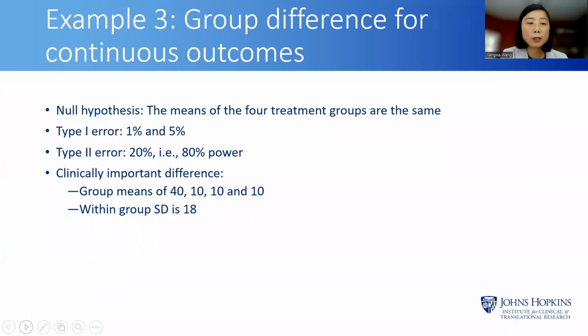For this calculation, the null hypothesis is that the means of the 4 treatment groups are the same. Then we set the type 1 error at 1 and 5%, and we're looking at a 20% type 2 error. The clinically important difference here is the group means, which are 40, 10, 10, and 10. The variability for the clinically important difference is the within-group standard deviation of 18. So those are the parameters that will go into the sample size calculation.